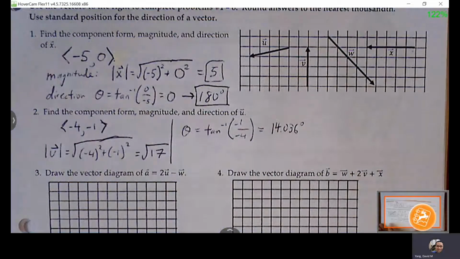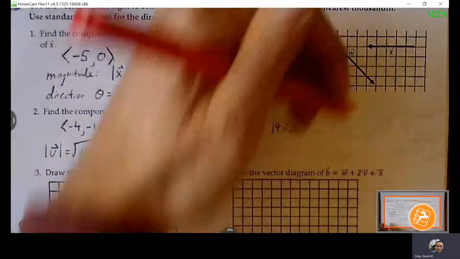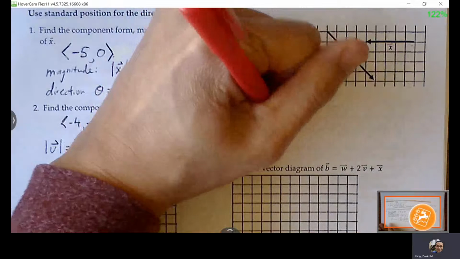Okay, which quadrant is vector u pointing into? Quadrant 3. So what do we have to do here? Yeah, 180 plus 180.